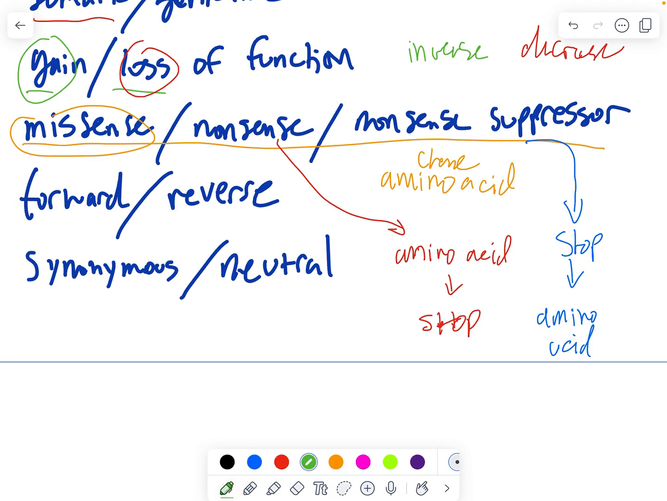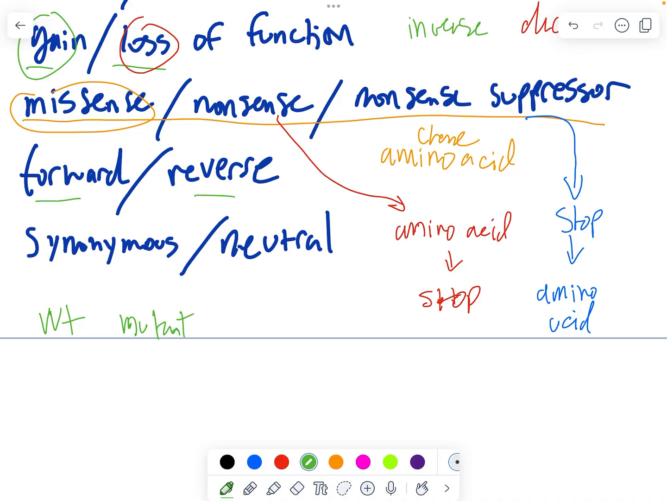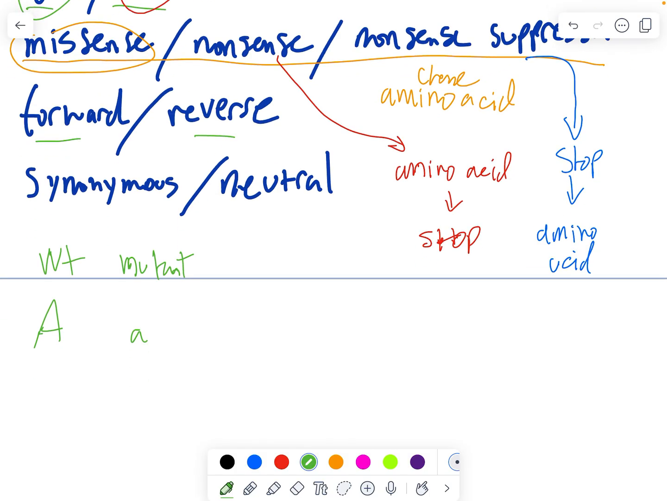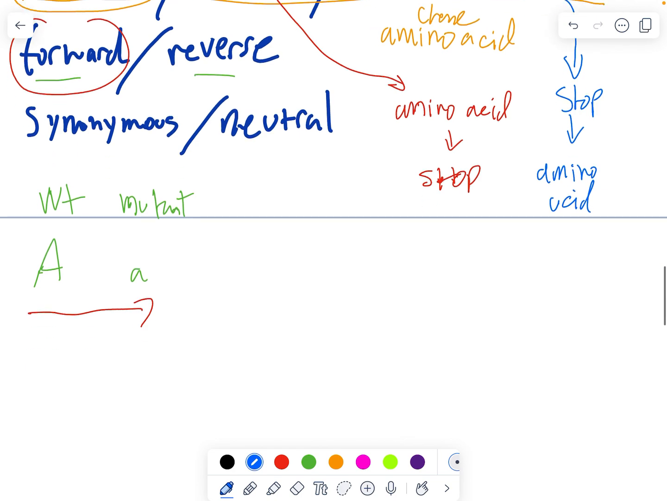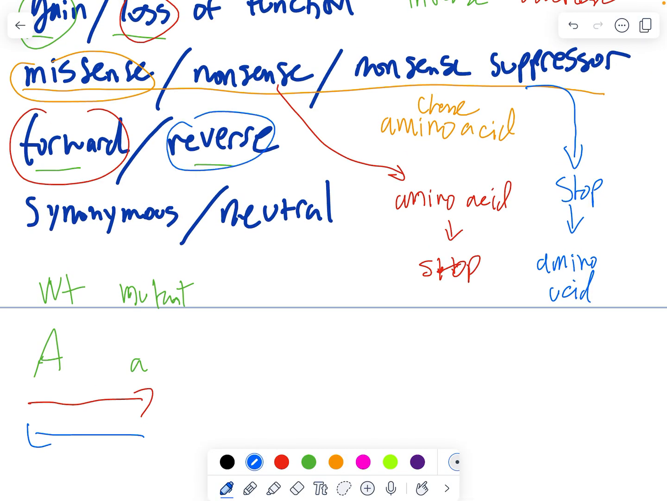Another way to think about our mutations is whether or not they are forward and reverse. One of the terms that we've talked about is wild type versus mutant. The simplest example is at gene A, where capital A is wild type and little a is mutant. We call a mutation that takes us from wild type to mutant a forward mutation. And then we call a mutation that goes from a mutant back to a wild type a reverse mutation.